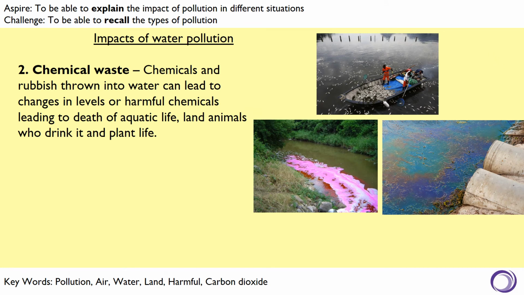Chemical waste can be caused by chemicals and rubbish which is thrown into waterways, and that can lead to levels of harmful chemicals, leading to the death of aquatic life, land animals who drink it, and also plant life. So by putting waste into rivers and lakes, we can damage not just the animals that live in that area, but any other organisms within that food chain.